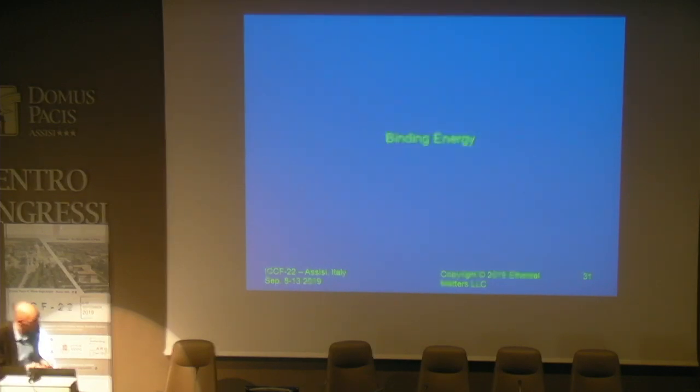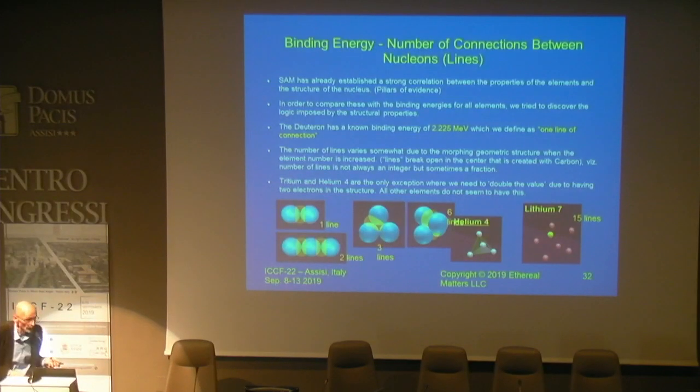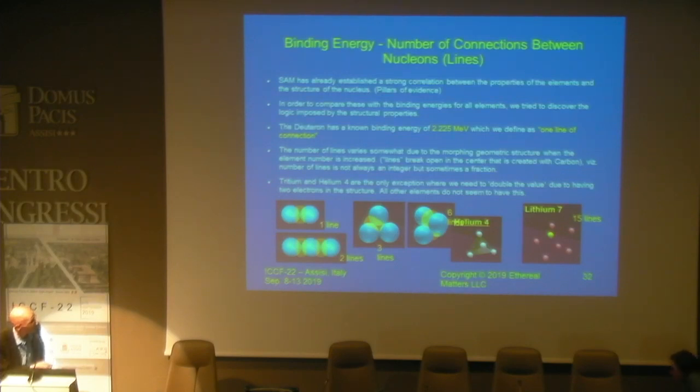Binding energy. When we try to perform the binding energy, as said, the first method was to simply point out all the connections, if you will. So you can call it a line of connection, and you can simply count them, and there's a logic there. It did not work really well, but approximately, yes, it works. The deuteron has this binding energy of 2.225, and it's one line of connection, so simply multiply that.